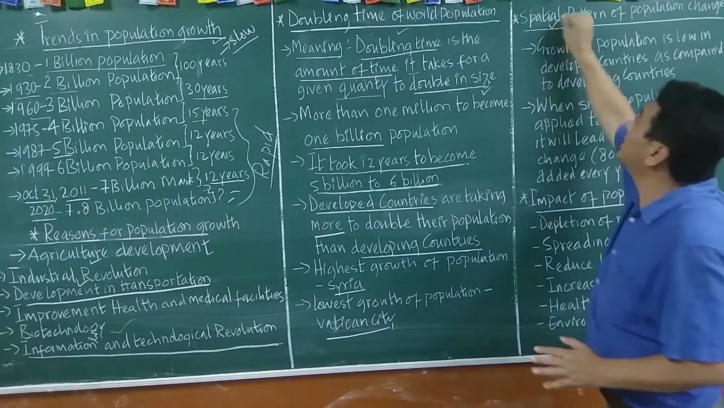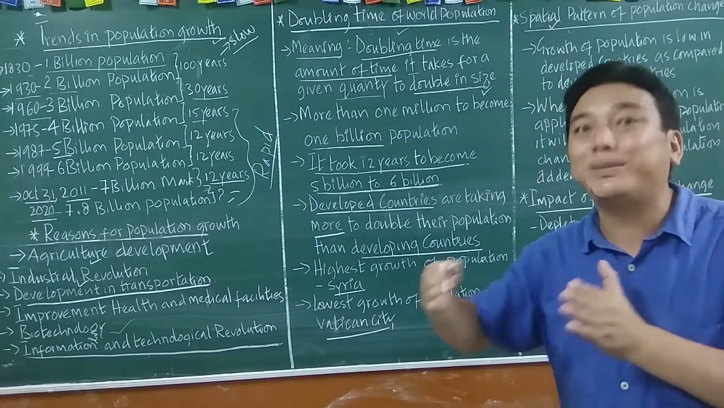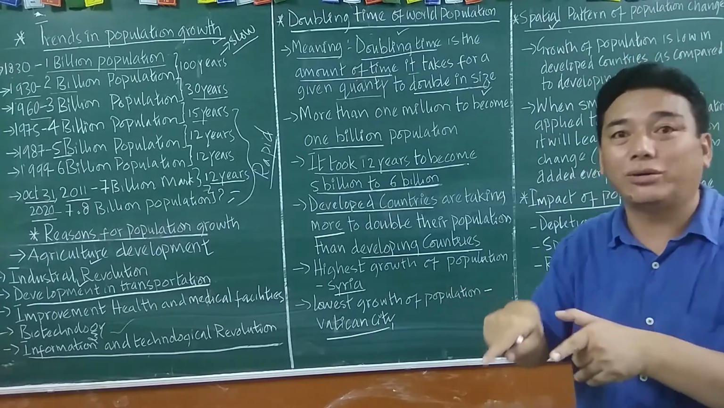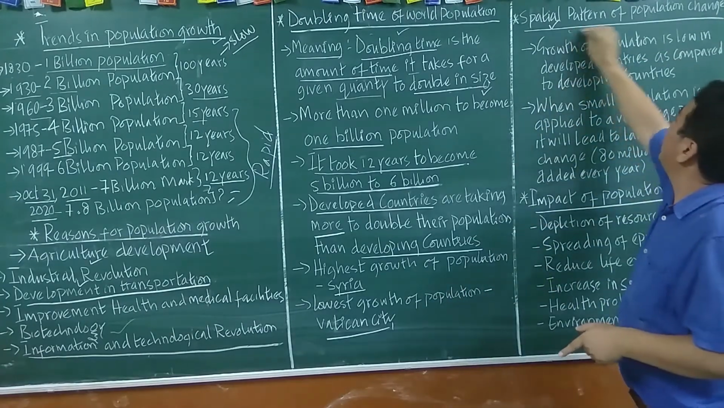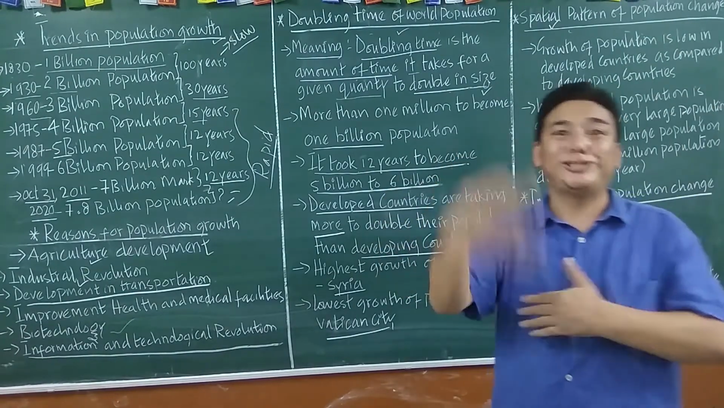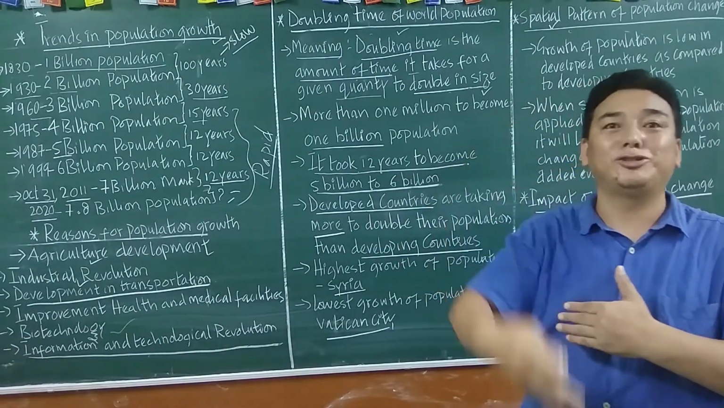Now, you have to understand spatial. Spatial means space, how area and shape. Okay? Spatial patterns of population change. And space-wise, what about the population change? What about the population growth?